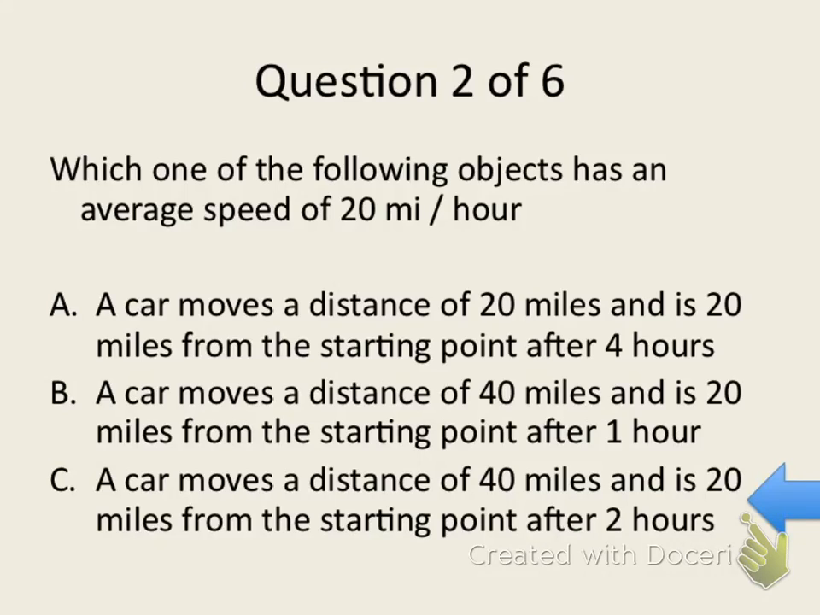Average speed, 40 miles. Right. You moved a distance of 40 miles. In answer B, you moved a distance of 40 miles, and the time was 1 hour. So he'd be moving at 40 miles an hour. In C, he moves a distance of 40 miles total. It takes him 2 hours. 40 divided by 2 is 20. So that's why the answer is C.